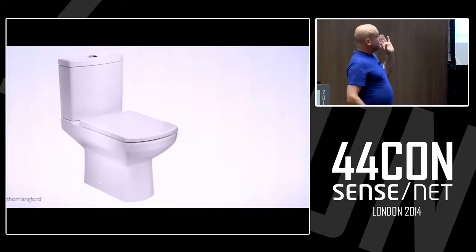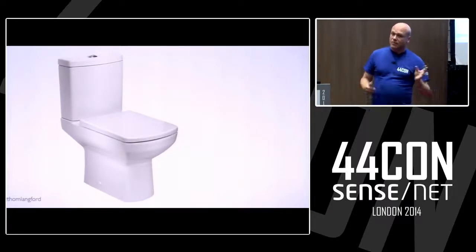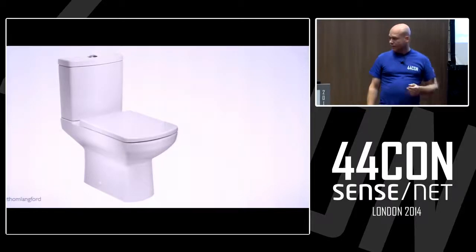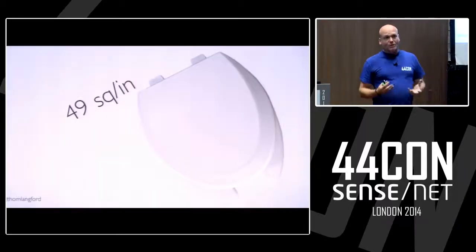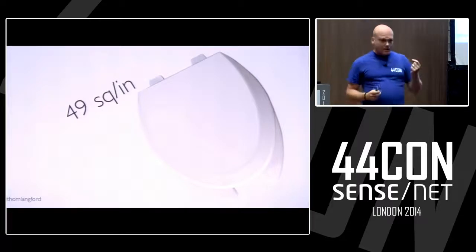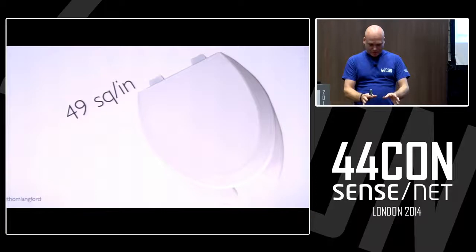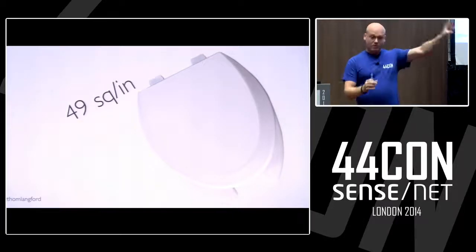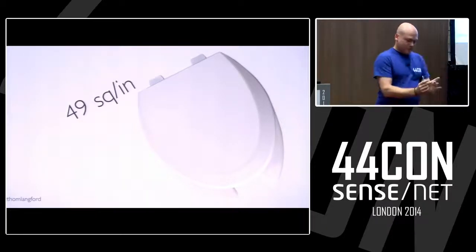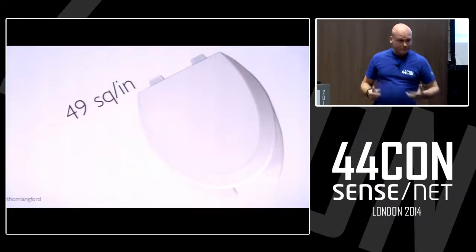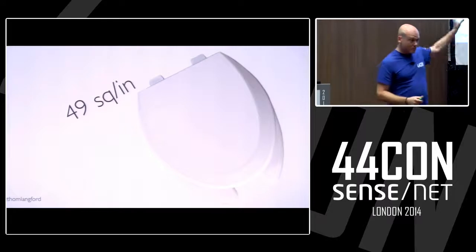But let's put this into context. A University of Arizona study actually looked at the number of germs on a variety of things, the number of harmful bacteria. They found that a toilet seat had 49 harmful bacteria per square inch. That puts into perspective what's on that toilet seat, and therefore what's on your toothbrush. Your toothbrush is maybe half an inch square, so you've got 25 potentially harmful bacteria on your toothbrush. So just put that into perspective.